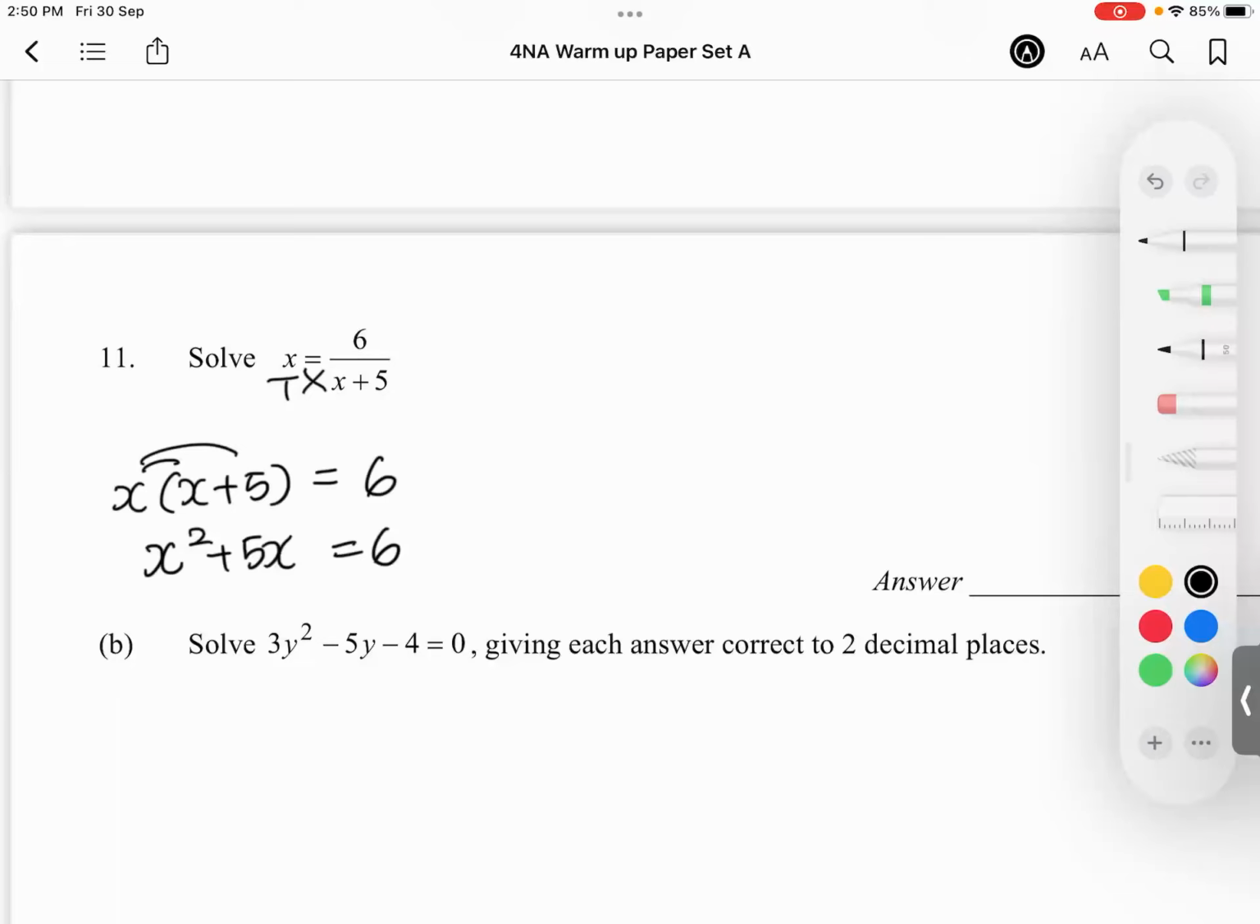This is where a lot of students start to make careless mistakes, or don't know what to do after that. Then you try completing the square, or whatever. Factorizing also cannot, right? So when you cannot do this kind of question, first thing, make one side equal to 0.